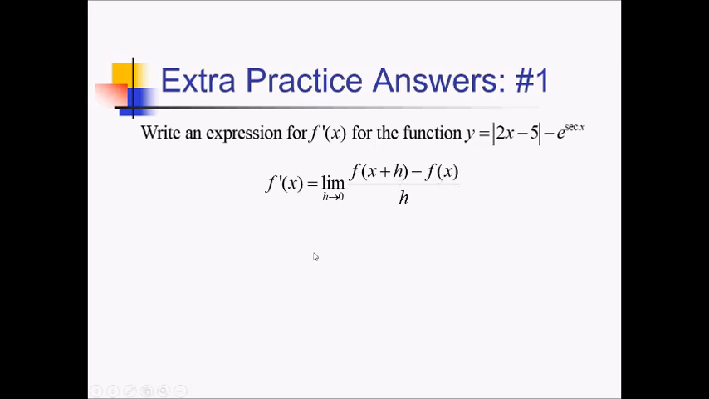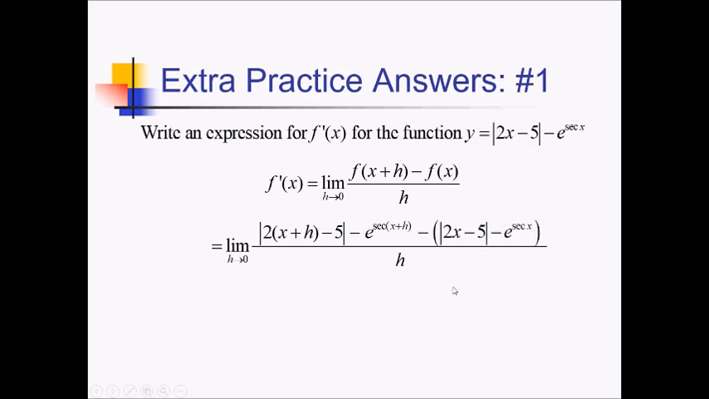So I've got a big fraction, limit as h approaches 0 all over h. And now upstairs, instead of writing f of x plus h, I'm going to write absolute value of 2 parentheses x plus h minus 5. And then over here, I'm going to have minus e to the secant of x plus h.